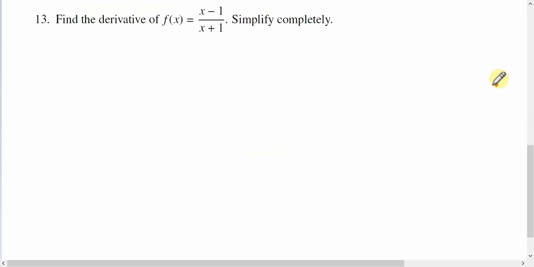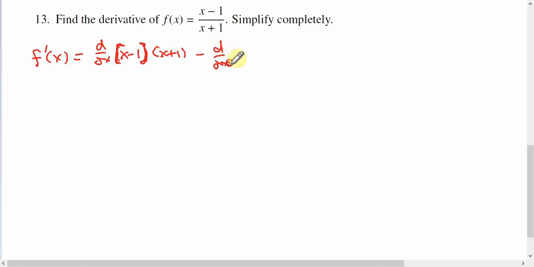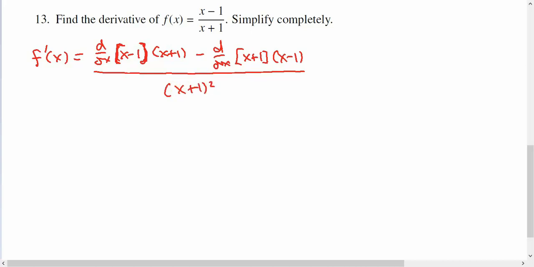Here I am asked to find the derivative and simplify. Now this time I do need to use the quotient rule. And so here's the rule. You take the derivative of the top, and I'll write it out, times the bottom. So make sure you know where the derivative stops. So derivative of the top times the bottom minus the derivative of the bottom times the top. And then all of that is all divided by the bottom squared.